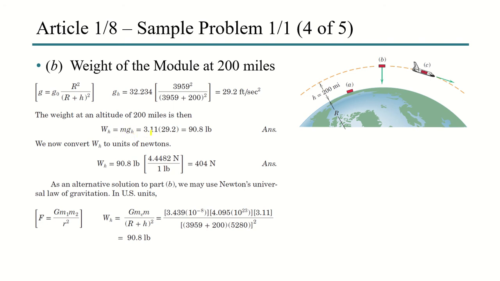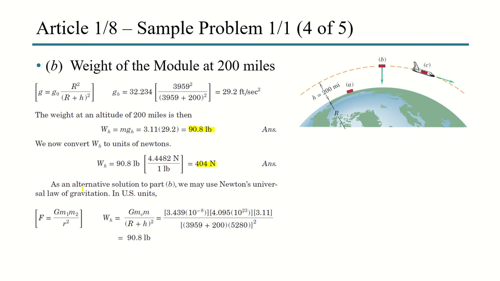We have calculated already the mass, that is 3.11 slugs. Using this and multiplying by the gravitational acceleration, 29.2, we got 90.8 pounds. So that would be our answer. We now convert the weight with the subscript h to units of newtons. Using this conversion factor, it gives us 404 newtons.